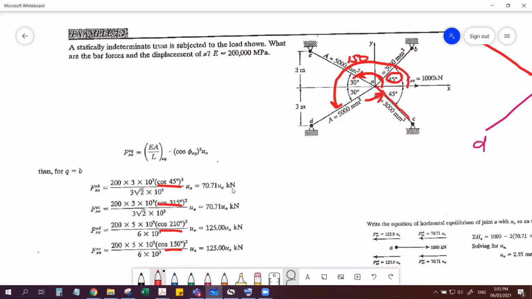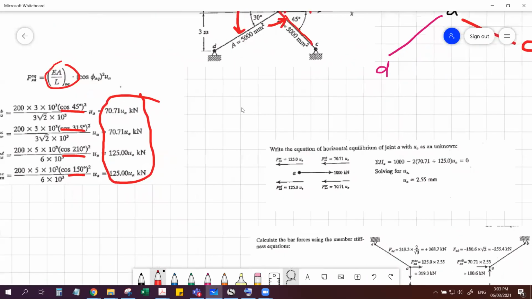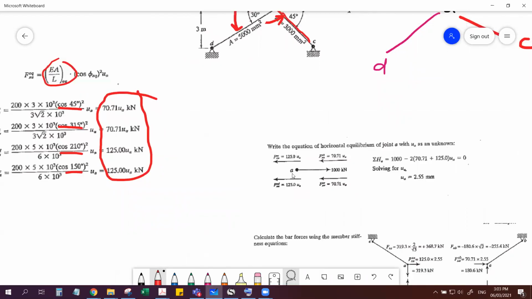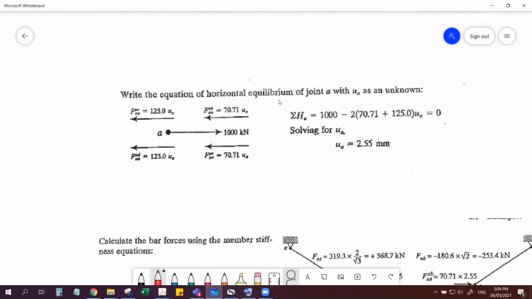Okay, so agree. And performing the operation, substituting each area, then the elasticity over the length, we have here, you will get these four equations. And then by equilibrium, plot all these forces here. They will be all resisted by 1000 kilonewton as given in the problem, resisted by the four horizontal forces. So 1000 minus this 270.71 and 2125, you will get UA is equal to 2.55 millimeters.